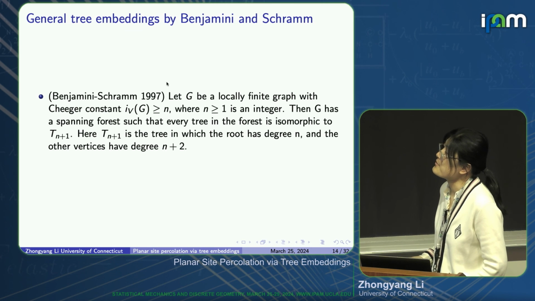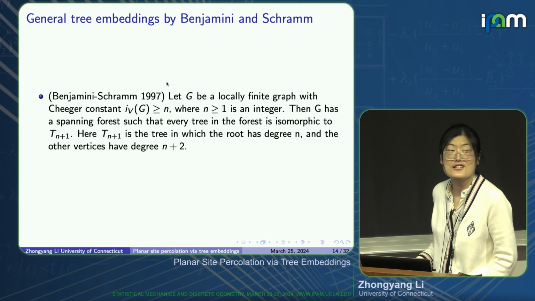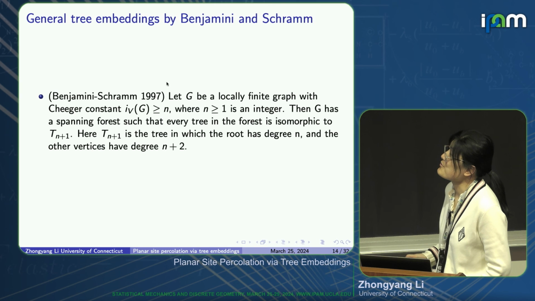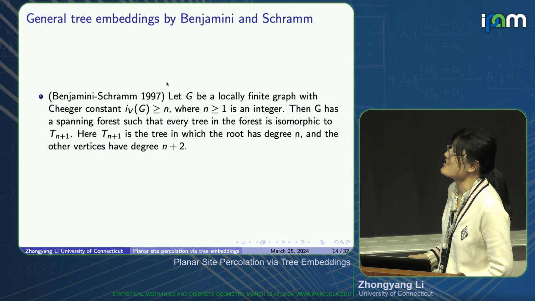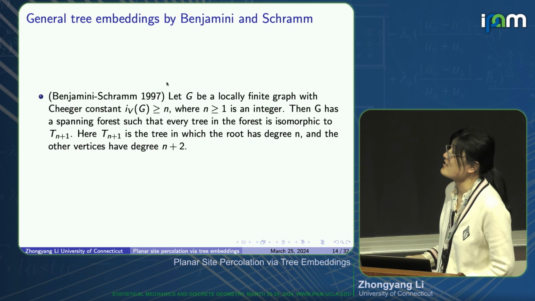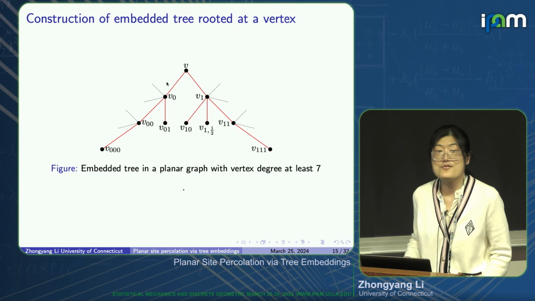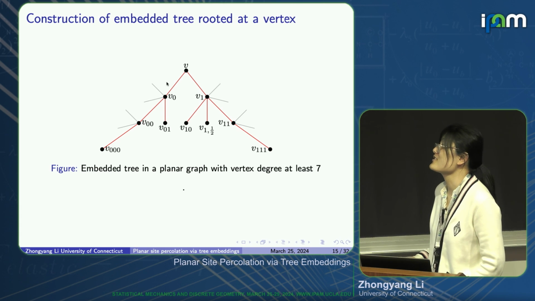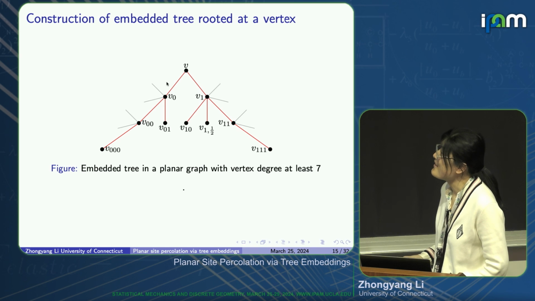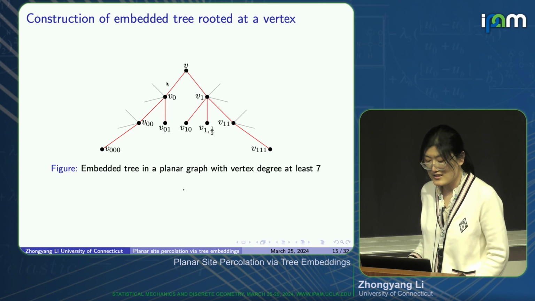Moreover, the proof of this theorem uses flows on the graphs, which is abstract. It's not immediately clear what the geometry of this embedded tree is. And it's not clear how to use this theorem to prove the exponential decay of two-point connection probabilities. So what I'm going to talk about is a more explicit way to construct embedded trees on a properly embedded planar graph with vertex degree at least 7.